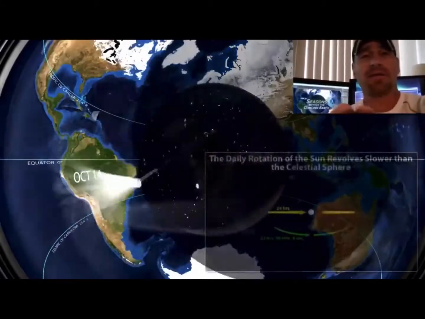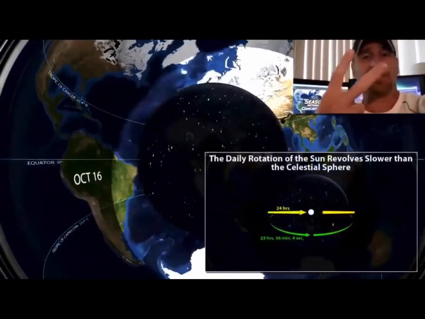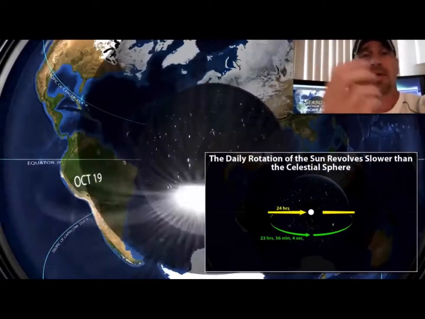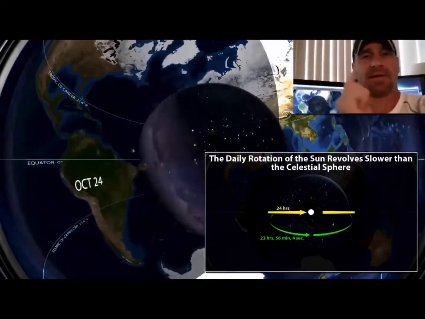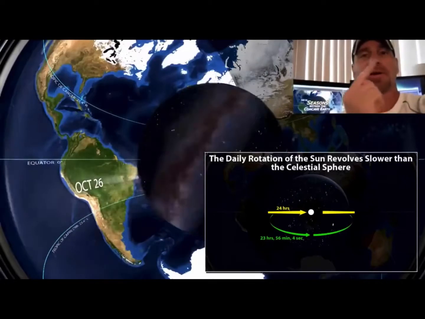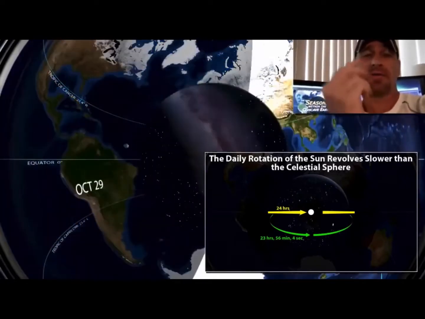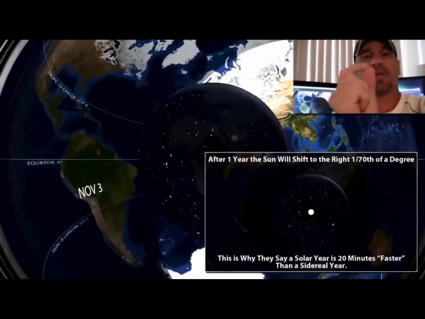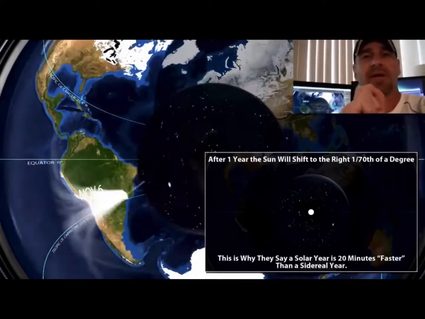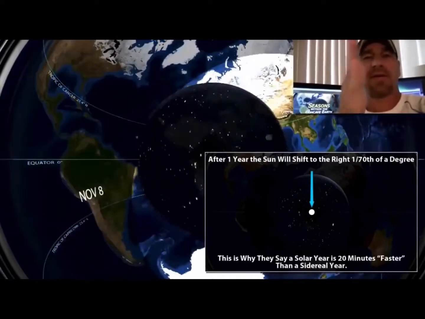But if you understand within the concave Earth, it's all taken care of simply by the fact that there's two different velocities. The velocity of the sun and the velocity of the celestial sphere, which is slightly faster than the sun. A sidereal year or a sidereal day is 4 minutes faster than the sun. So after a full year's time, the sun is simply just going to be 1/70th of a degree in a different location than the year before.